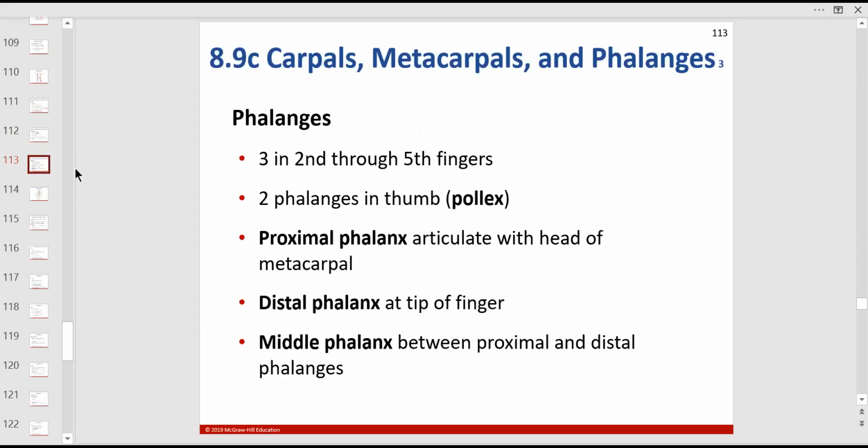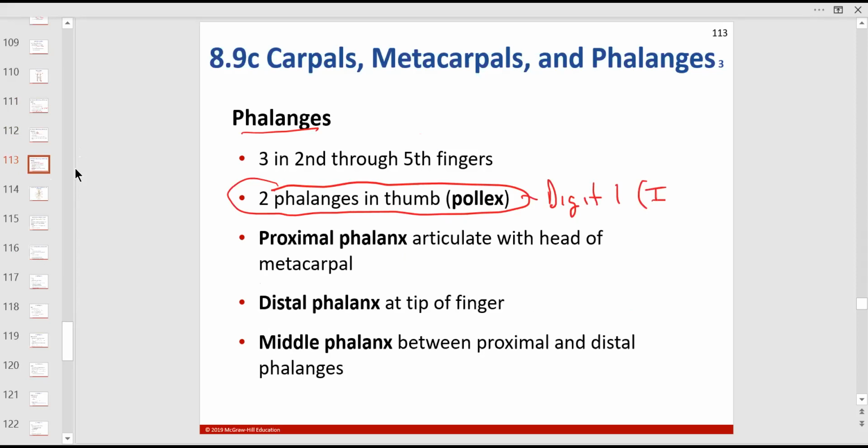Then the phalanges, remember the thumb, which is digit number 1, or Roman numeral I, only has 2 phalanges, proximal and distal. Now 2 through 5 have 3. They have all 3: proximal, middle, and distal. And these are your fingers.